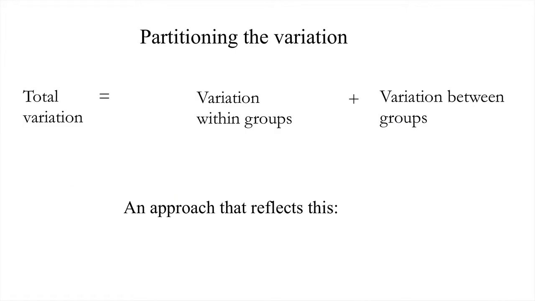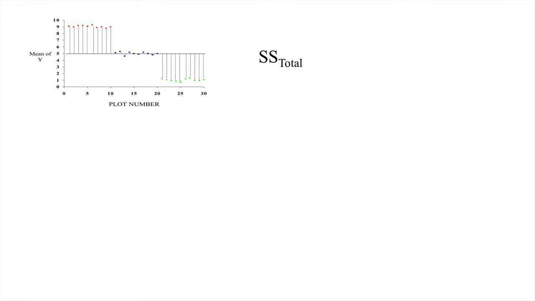How can we partition variation in our data in such a neat way? Well, thankfully, there is a really neat way of thinking about variability in the data. It's not based on variance per se, but on sums of squares. Let me explain. Here is the grand mean yield over all of our data set.